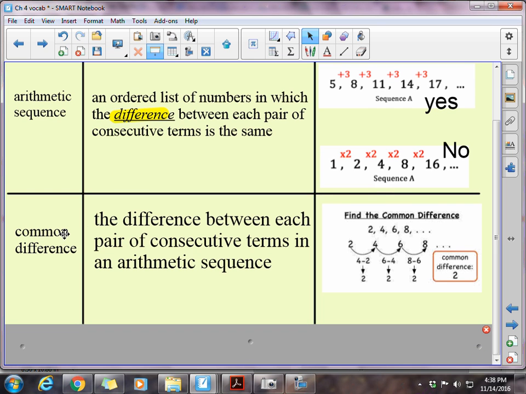The last one is a common difference. That's the difference between each pair of consecutive terms in an arithmetic sequence. So if this is my arithmetic sequence, the common difference is 2, because that's the difference between 2 to 4, 4 to 6, 6 to 8. All of them change by 2, and that's called the common difference. So I could ask you questions. What's the common difference between the first term and the second term in this sequence? Ooh, that's a lot of vocab words right there. And you could say the common difference is 2 between the first term and the second term of this sequence.